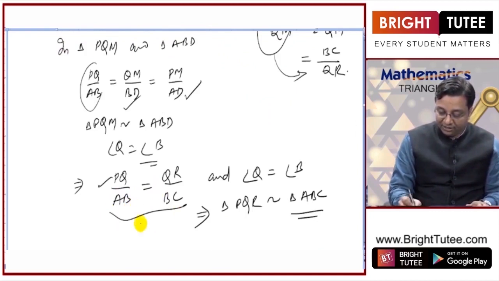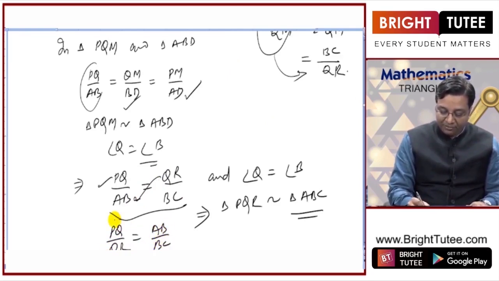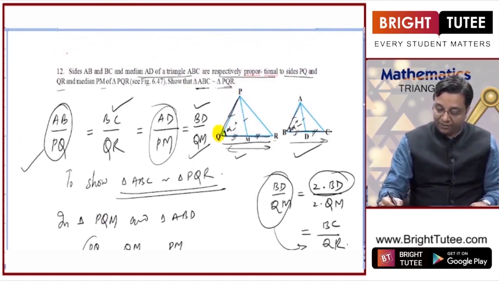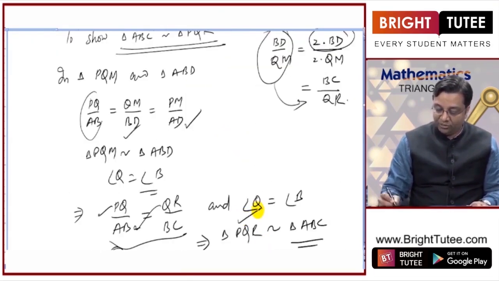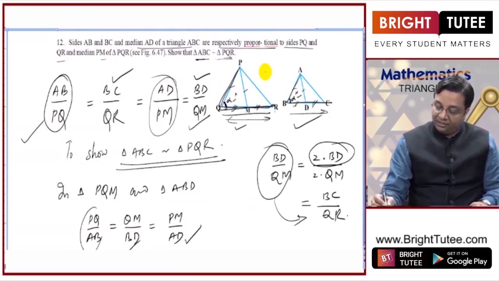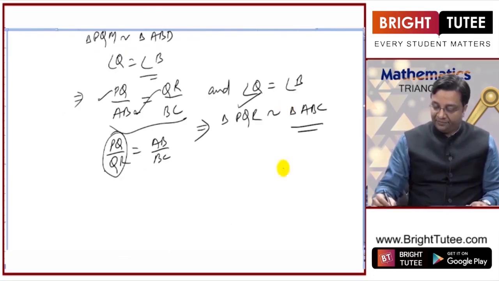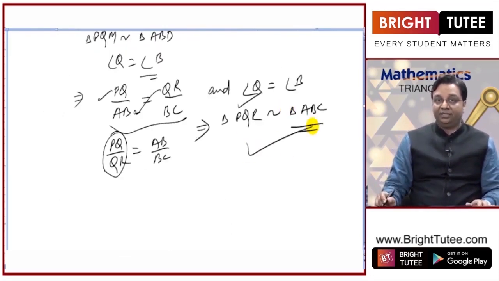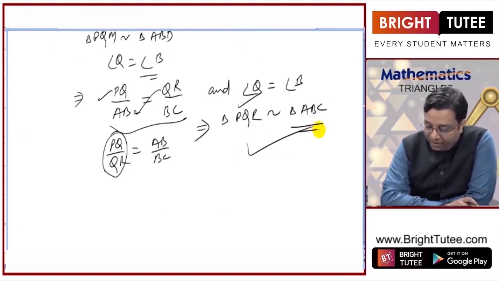If you do not understand this relation, what you can do is you can bring this QR here. PQ by QR is equal to AB by BC. Now you can see PQ, QR and angle between them, that is Q or angle alpha. Similarly AB, BC and angle between them alpha. Hence I can say PQR is similar to ABC, or triangle ABC is similar to triangle PQR. Okay.